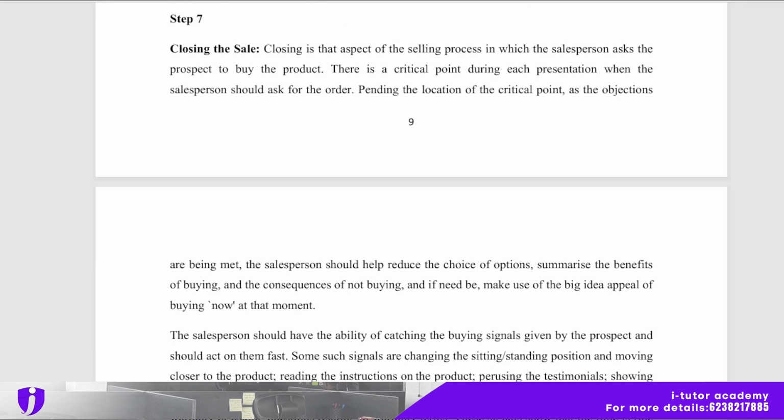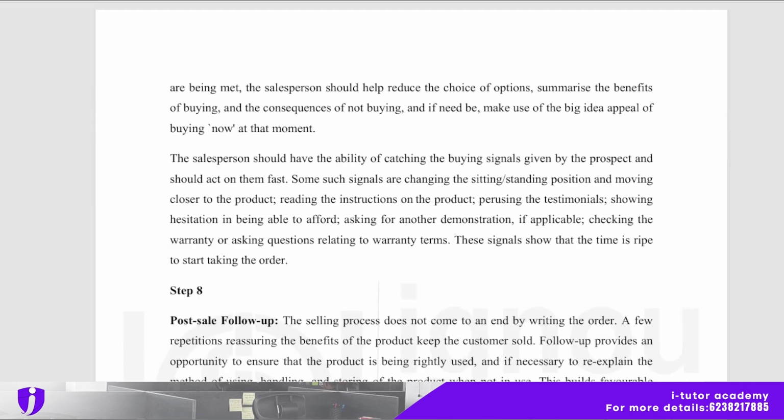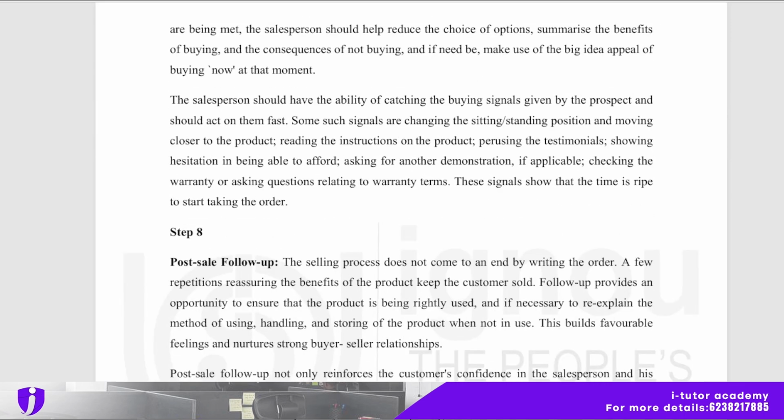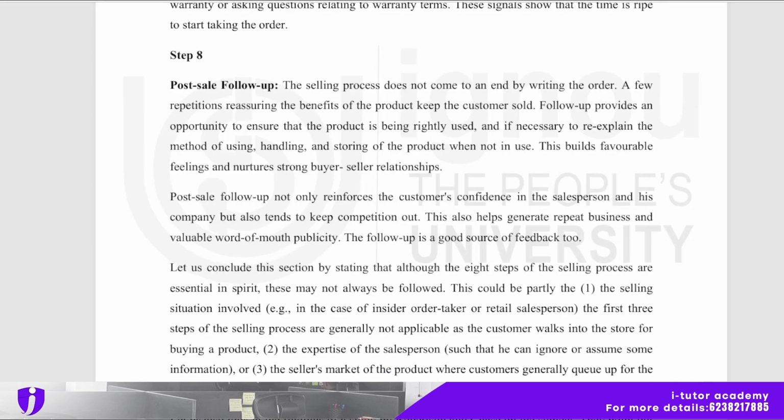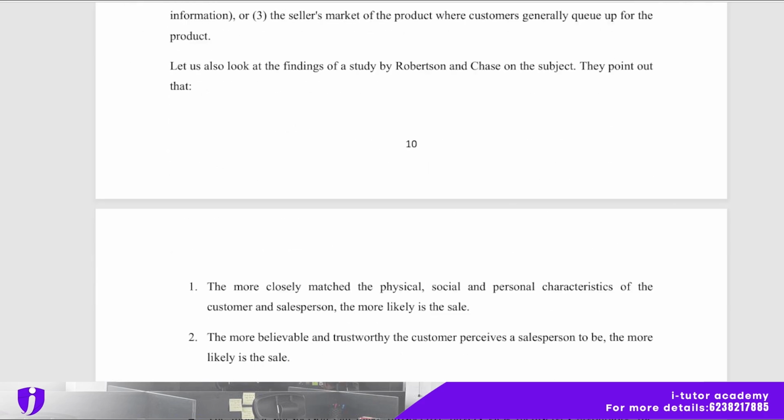There is a critical point during each presentation when the salesperson should ask for the order. Depending on the location of the critical point, if there is any objection, that is any fault, you just make sure there is another chance next time. Feedback is also important. Post-sale and follow-up, so feedback is very important, right? What are the negative points, what are the positive points for that sale? So that's step 8.